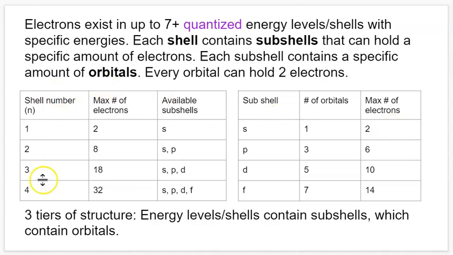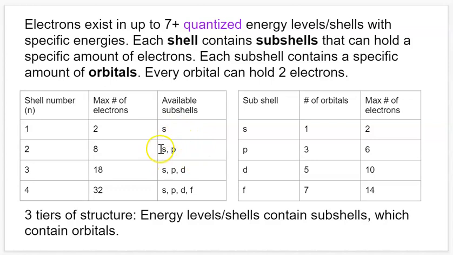So if we look at this second part of the table on the left side, we have our shell number. The lower numbers are closer to the nucleus. So the 1 is the first ring around the nucleus, or the first energy level around the nucleus, and then second, third, and fourth. And these are going to have different available subshells. Our first energy level only has an s subshell, which only means it has 1 orbital and a maximum of 2 electrons. In the second shell, we have both s and p subshells.